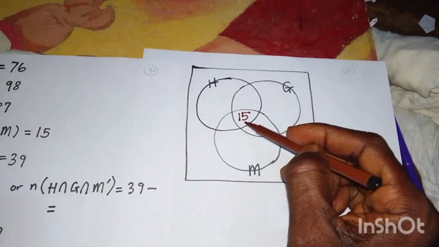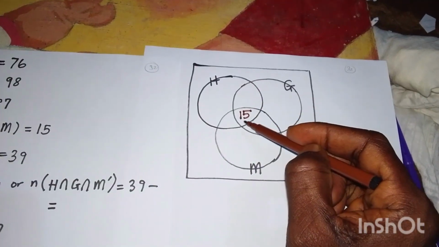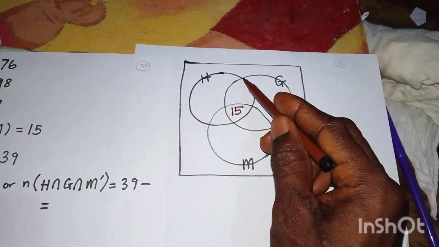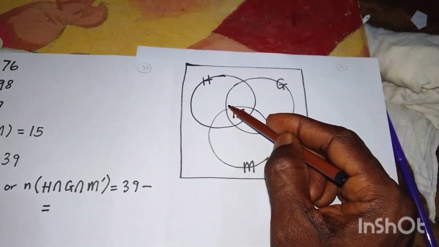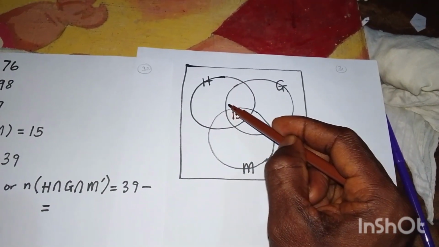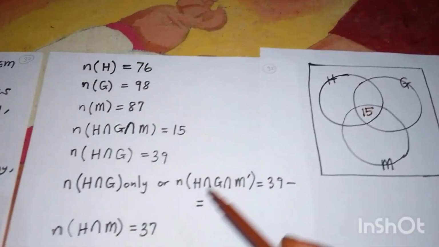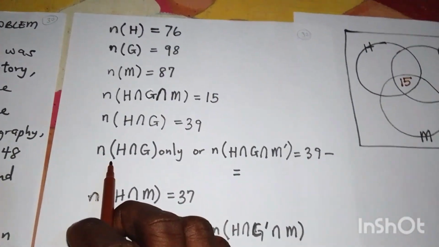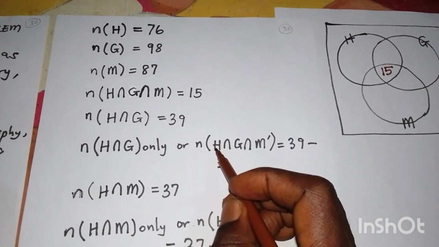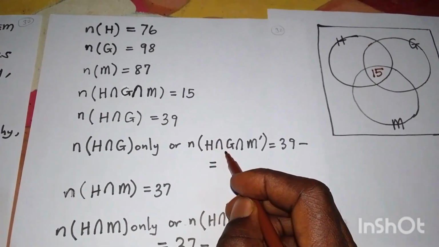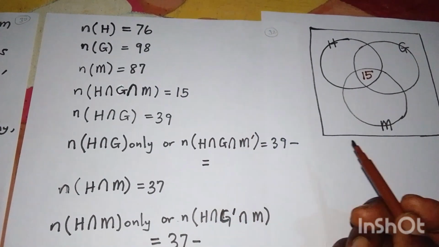Those that like the two subjects are 39. Everything here is those that like the two subjects. But for those that like only history and geography, you will not involve these 15. Then how will you represent it? Those that like history and geography only can also be represented by number liking history intersection geography intersection mathematics complement.